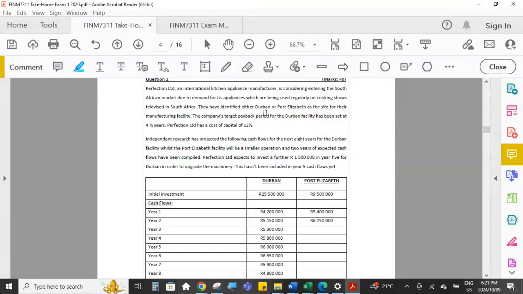The company's target payback period, so this is an important piece of information, and when using the payback period method in a question, they always have to give you the target. For Durban is 4.5 years.